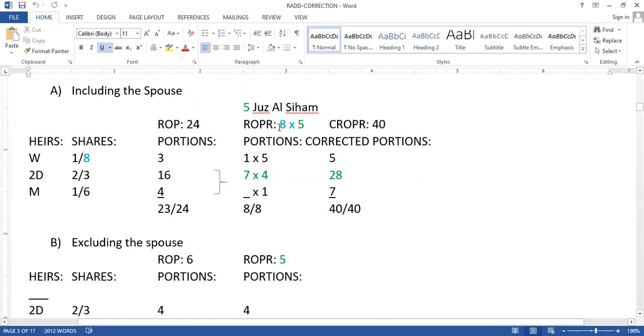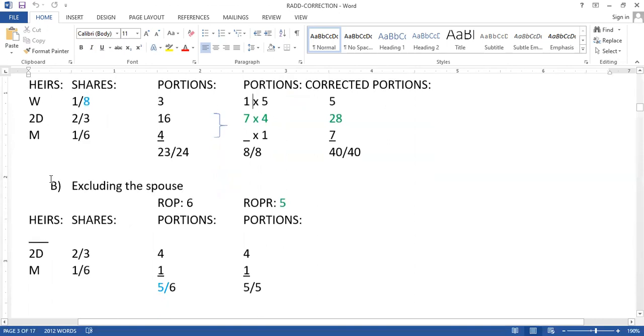So, ang ating ROPR ay magiging 8, no? Because siya yung ating sharer. Okay? Kukunin natin yung divisor ng ating sharer. So, 8 yan siya, no? So, 8 divided by 8, okay, equals 1 times 1 is equals to 1. So, i-minus natin yung 1 from 8, that is 7. Meaning yung 7, dyan maghati-hati itong 2 daughters and the mother. So, isosolve natin siya sa solution B by excluding the spouse. So, tatanggalin natin si wife.